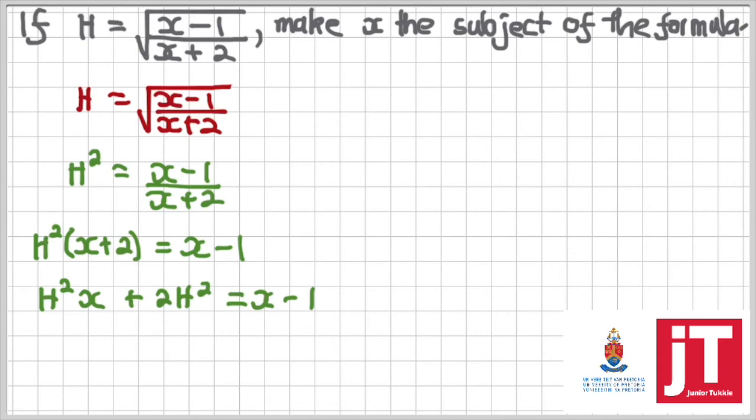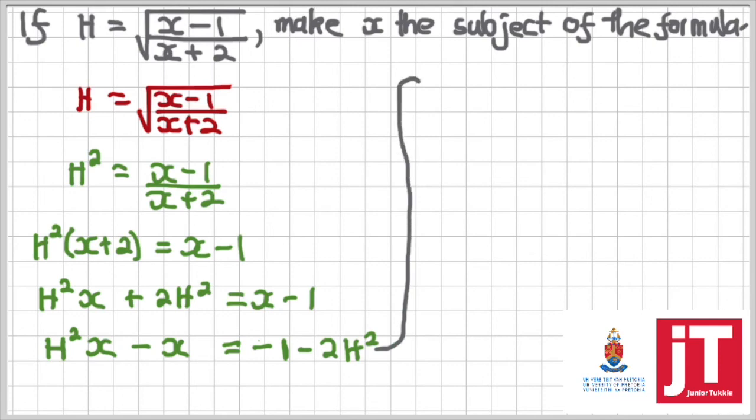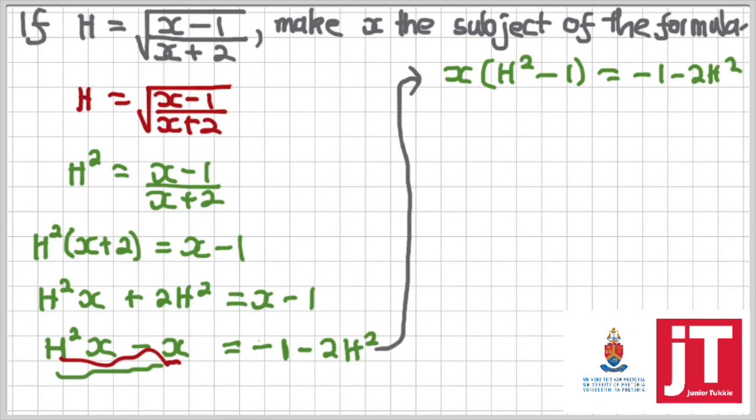Grouping my like terms in terms of x, I'm going to have h squared x minus x is equals to negative 1 minus 2h squared. Moving on, if I take out the common factor of x, I'm going to have x times h squared minus 1 is equals to negative 1 minus 2h squared. So we've just factorized the left-hand side.